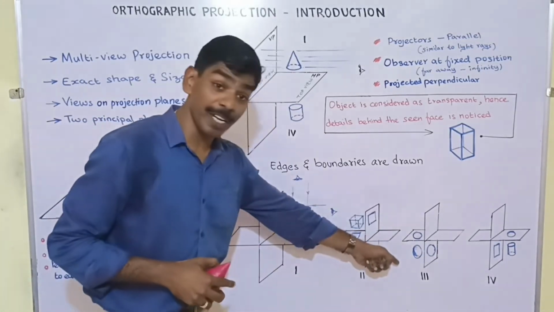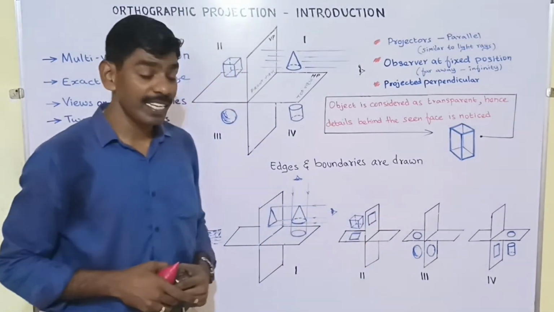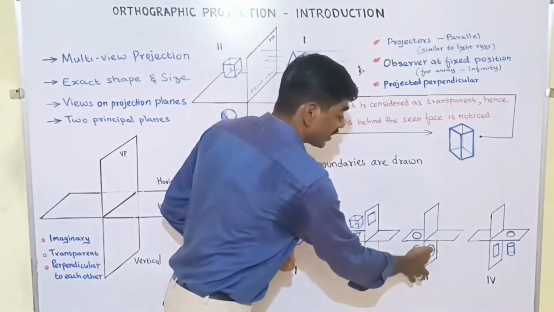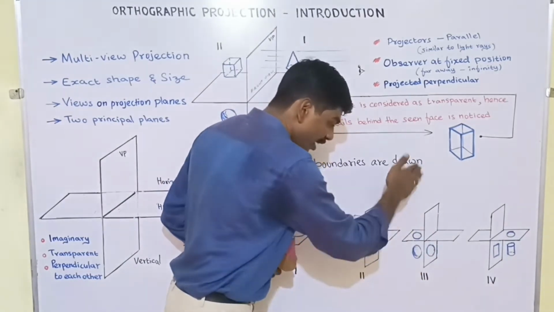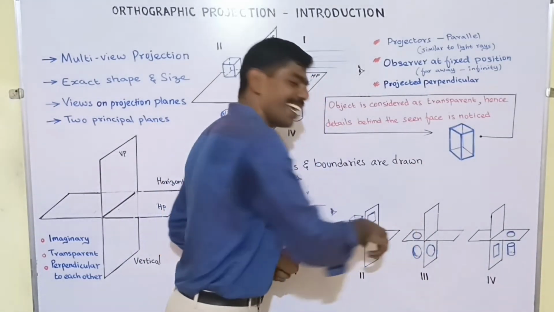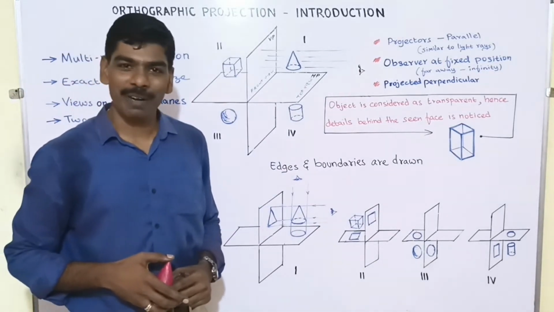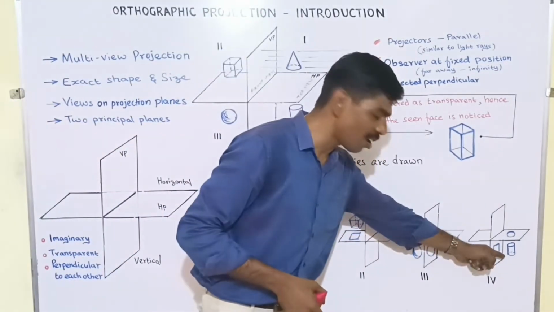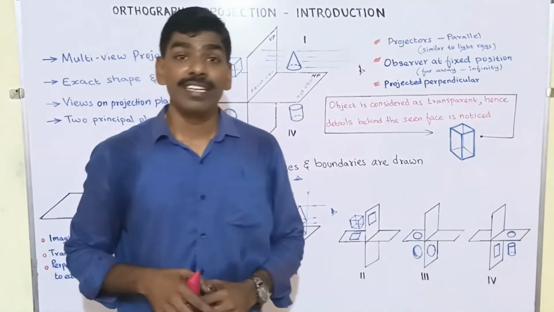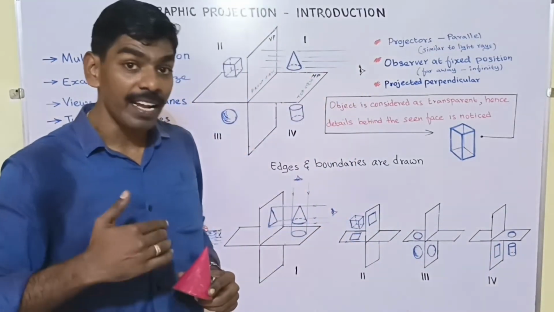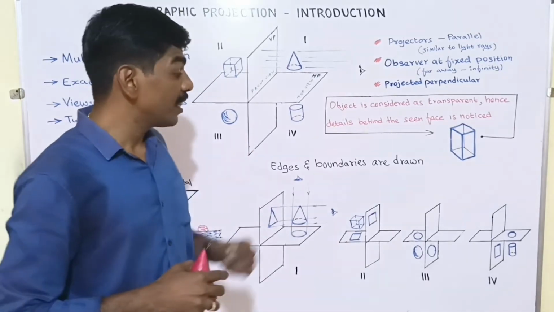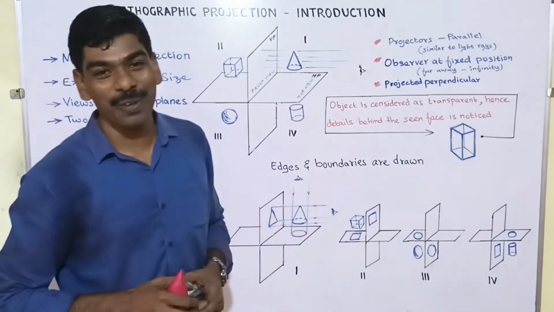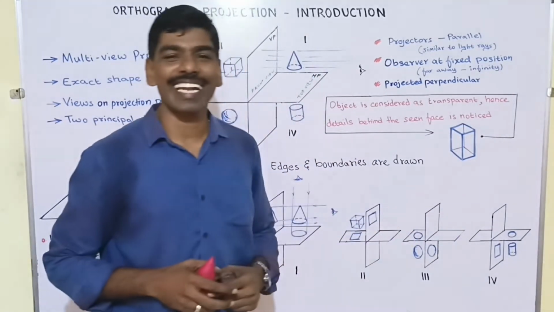If we have a sphere in the third quadrant, we'll be able to get a circle in the vertical plane and a circle again on the horizontal plane. That gives the front view and top view. Here we are considering a cylinder that is below the horizontal plane and in front of the vertical plane. There too we get a circle on the top view. In the front view we get a rectangle.